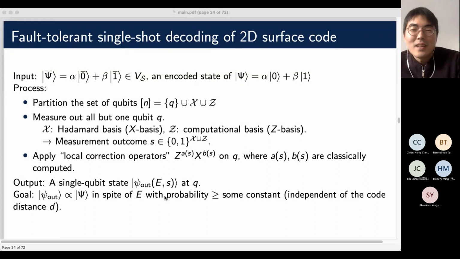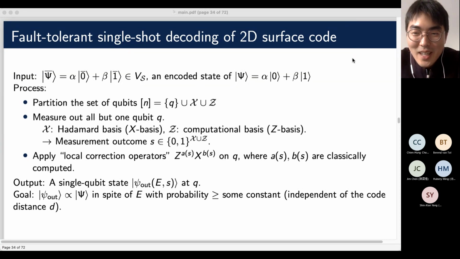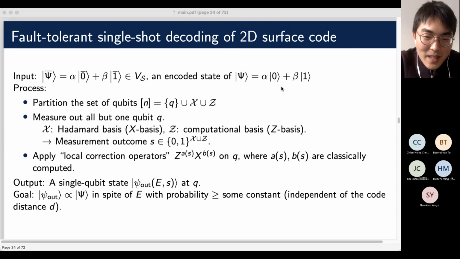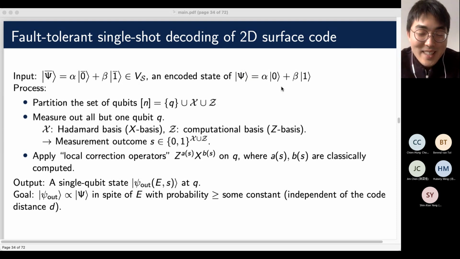So what we need is so-called single-shot decoding of 2D surface code. Let's consider we have an input state psi bar, which is alpha 0 bar plus beta 1 bar, which is an encoded state of the 1 qubit state psi, alpha 0 plus beta 1. And what we want to get is the original state psi given the input logical state psi bar.